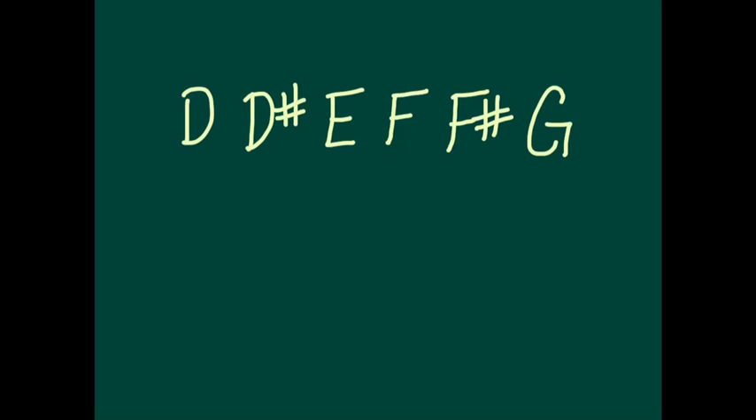Let's look at these notes that I've written out. Thinking about half steps and whole steps, D to D sharp is one half step. D sharp to E is also one half step. But D to E, skipping D sharp, would be one whole step. It's a whole step because the notes are not next to each other, and because there is something in between them.